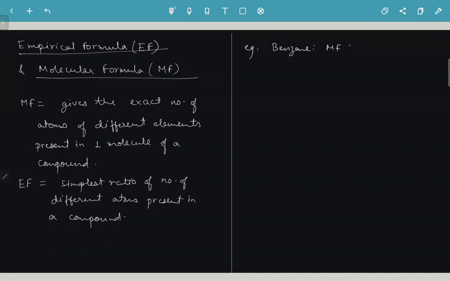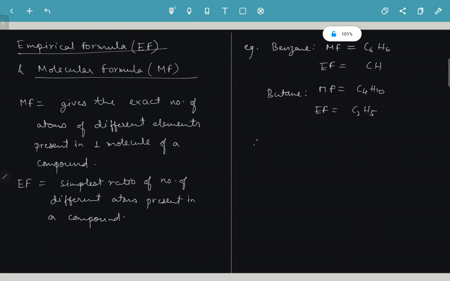Benzene molecular formula is C6H6. Empirical formula is the simplest ratio, that is CH. Butane molecular formula is C4H10. Empirical formula is the simplest ratio, C2H5.